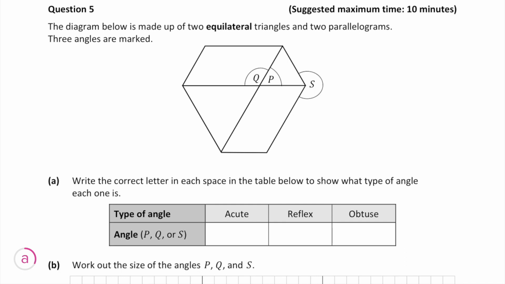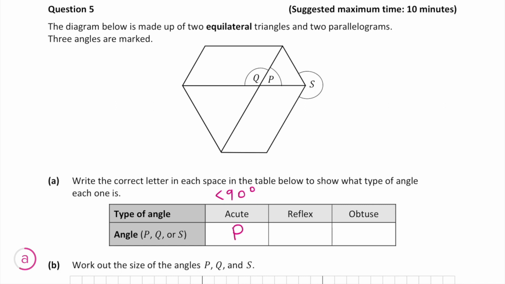So the first type we're given is acute. Acute angles are angles which are less than 90 degrees. So looking at our diagram, the only marked angle which is less than 90 degrees is the angle P, because it's inside an equilateral triangle, so it must be 60 degrees.